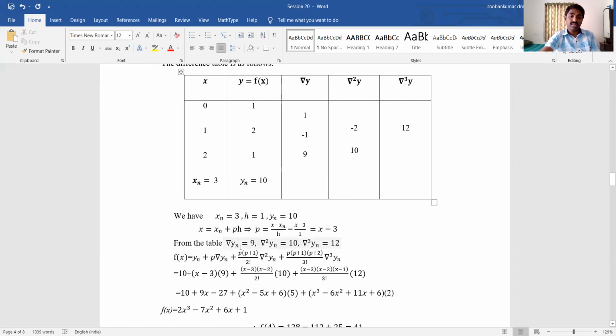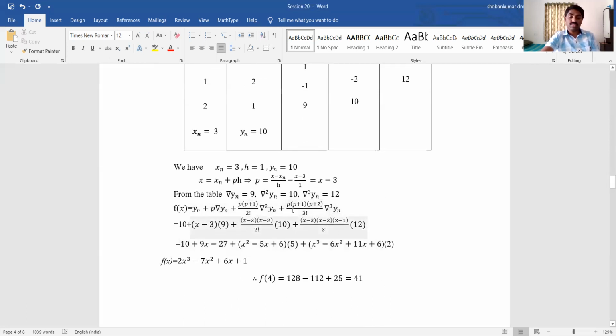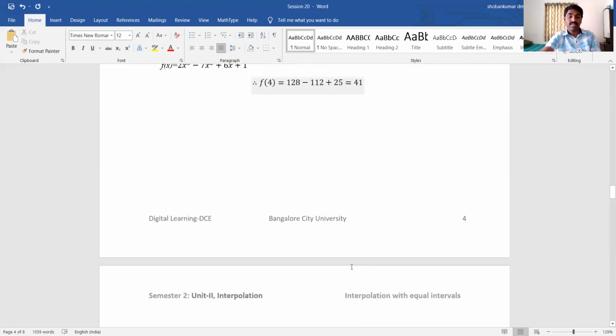Now from the table, nabla yn is 9, nabla 2 yn is 10, nabla 3 yn is 12. Now by backward interpolation formula, f of x equal to yn plus p nabla yn plus p into p plus 1 by 2 factorial nabla 2 yn plus p into p plus 1 into p plus 2 divided by 3 factorial nabla 3 yn. Substitute all the values and simplify, we get polynomial in x. f of x equal to 2x cube minus 7x square plus 6x plus 1. Here, take x is equal to 4, we get f of 4 is equal to 41.